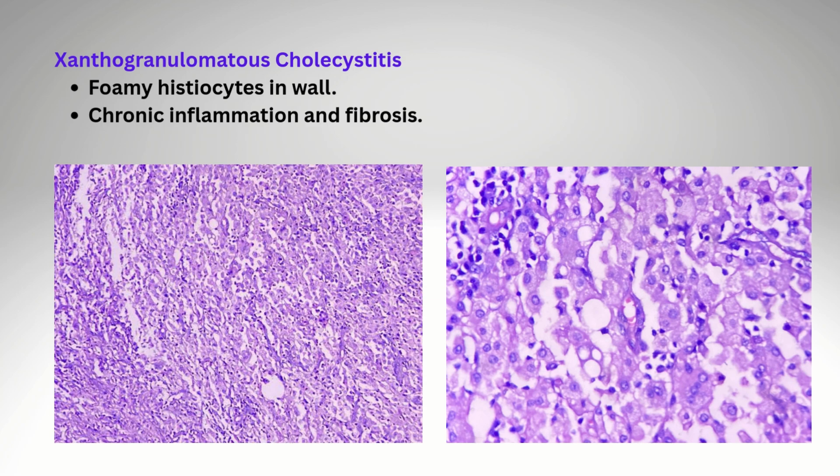Xanthogranulomatous cholecystitis: in this, you will find foamy histiocytes in the wall of the gallbladder with presence of chronic inflammation and areas of fibrosis.